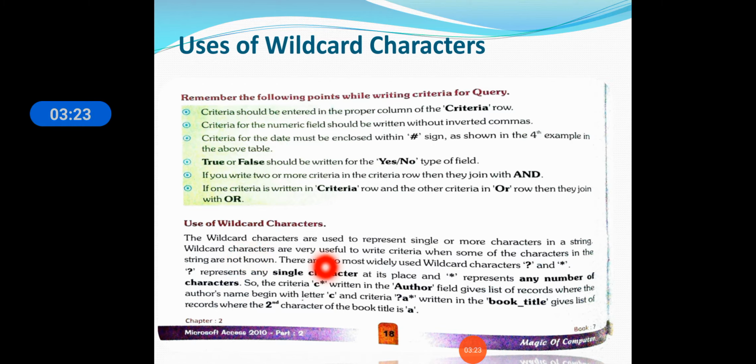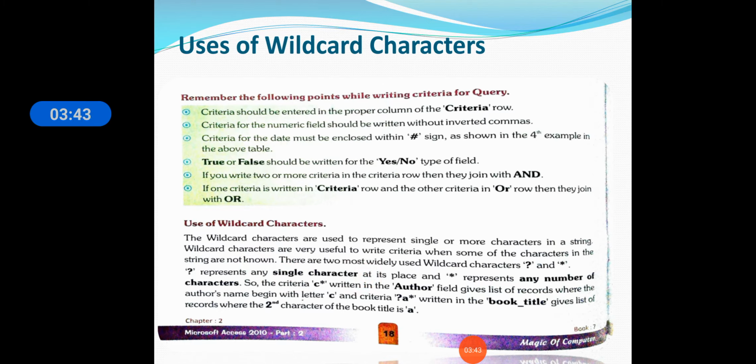So the criteria C star written in the author field gives the list of records where the author's name begins with letter C. And criteria question mark A star written in the book title gives the list of records where the second character of the book title is A.